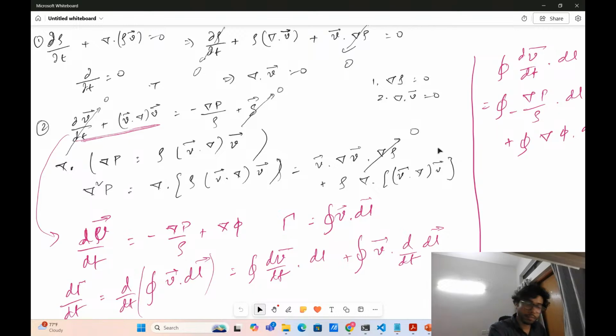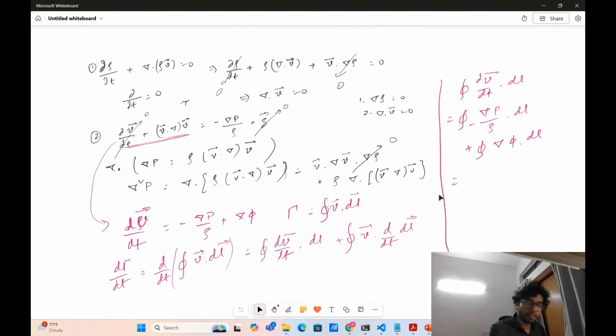Okay. So del p by rho dot dl will become dp by rho circular integral, plus del phi dot dl will become d phi. Okay. So again, as I said, these two terms will become zero if you do a closed loop integral.